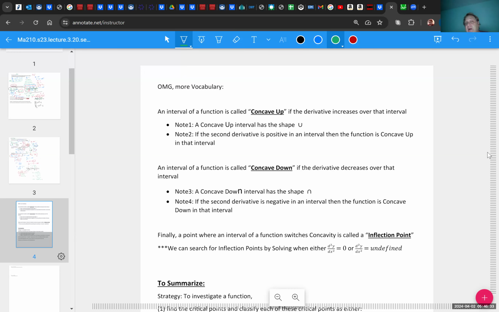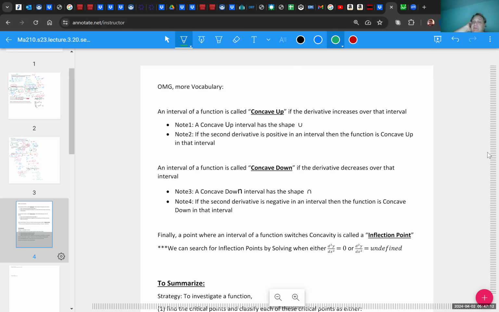And as I just mentioned on the previous example, a point where it switches from concave up to concave down, like this, or from concave down to concave up, can't bend my hand that way, is called an inflection point, right? So inflection points are when it switches from concave up to concave down or vice versa. And we're going to see that to search for inflection points, instead of the first derivative, we're going to be using the second derivative. And once again, when the second derivative is equal to 0 or when the second derivative is undefined, those are possible inflection points.